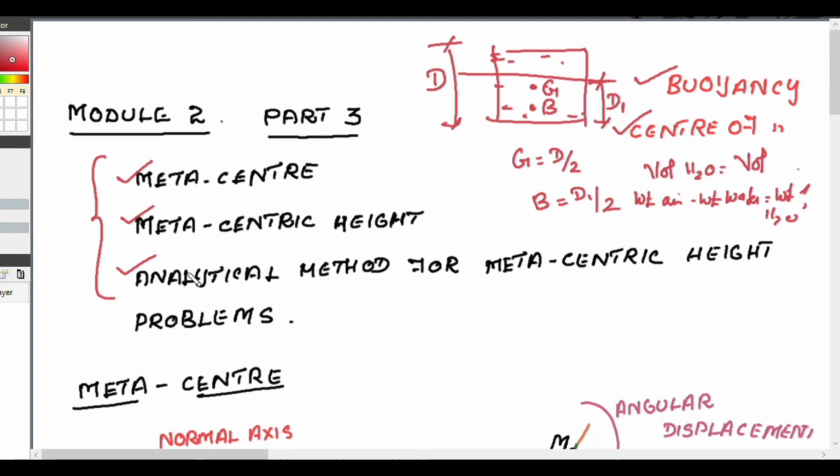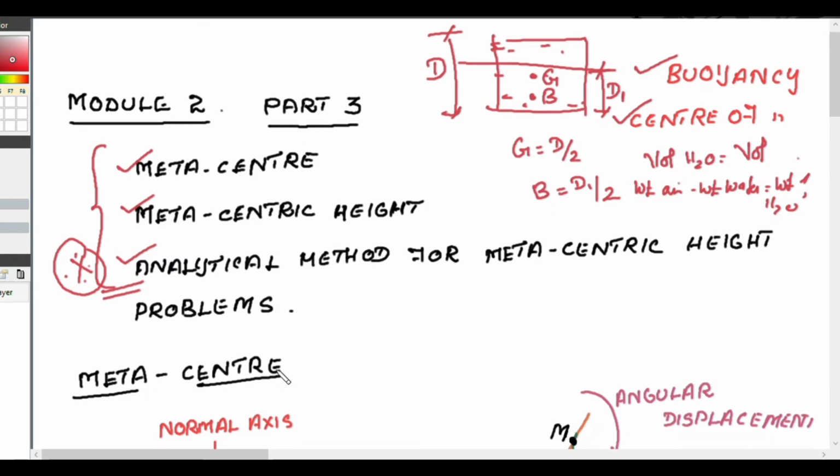This is a derivation, a very important derivation: the analytical method for determination of the metacentric height. And problems related to this we will see in the next class. So, first of all, we will see what is metacenter.